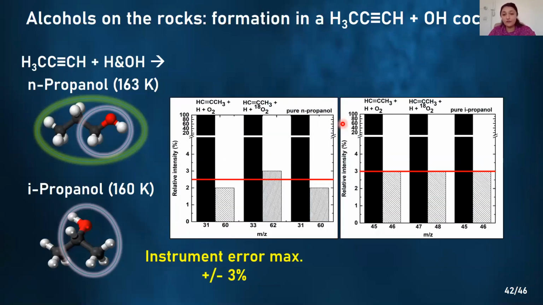And then for extra confirmation of N and I-propanol formation, the QMS fragmentation pattern of both species was measured in the normal experiment, that's without isotopically enhanced oxygen, the isotope experiments, and the pure sample. You can see that the QMS fragmentation pattern variation is within the instrument error. And a 1-to-1 abundance ratio of N-propanol to I-propanol was measured from the TPD data.